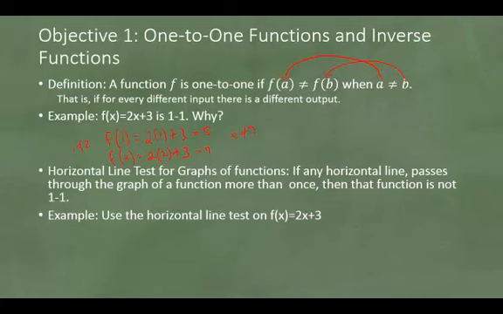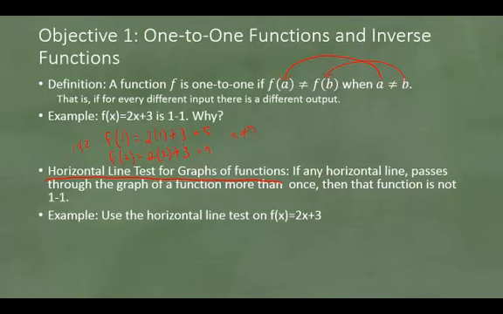So instead of checking all the numbers, we actually need a test. And that's what we use the horizontal line test for. We look at the graph of a function, and if any horizontal line passes through the graph of a function more than once, then the function is not one-to-one. It's a little bit like the vertical line test, only it's a horizontal line test. And remember, the vertical line test is to tell you whether you have a function or not. The horizontal line test is to tell you whether you have a one-to-one function or not.